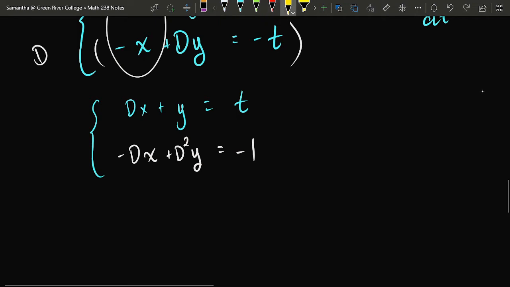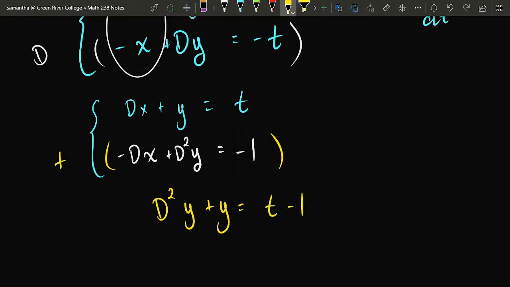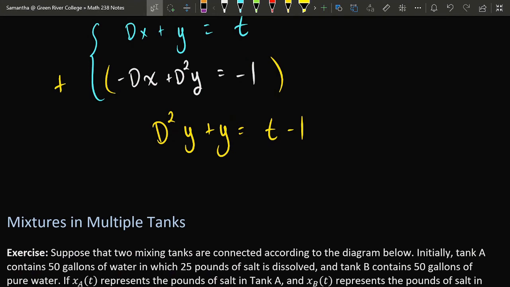So now that I've created this canceling pair, I can add these two equations together. And when I add them together, dx and negative dx will completely cancel out. And I'm left with d squared y plus y is equal to t minus 1. In more familiar notation, this would be y double prime plus y is equal to t minus 1.